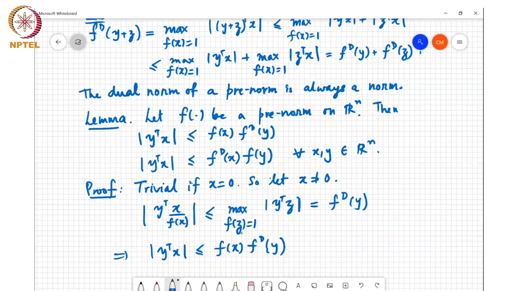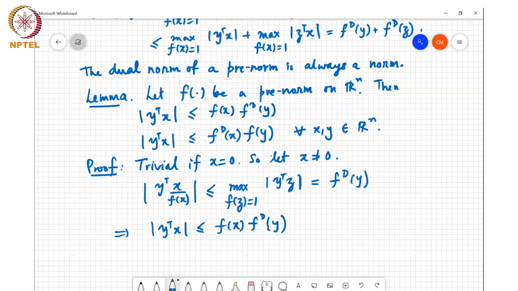And so here what I'm doing on the right-hand side is I'm not restricting myself to X over F of X. Instead, I'm considering all possible Z such that F of Z equals 1, and I'm maximizing Y transpose Z. So this is like one candidate solution to this optimization problem. And since this is maximizing this quantity, this has to be at least equal to its value at one of the feasible points. And so then that is equal to F D of Y. Now the rest of the proof follows immediately, because mod of Y transpose X is equal to mod of X transpose Y. And so I can just exchange X and Y, and then I will have Y transpose X magnitude is less than or equal to F D of X times F of Y.